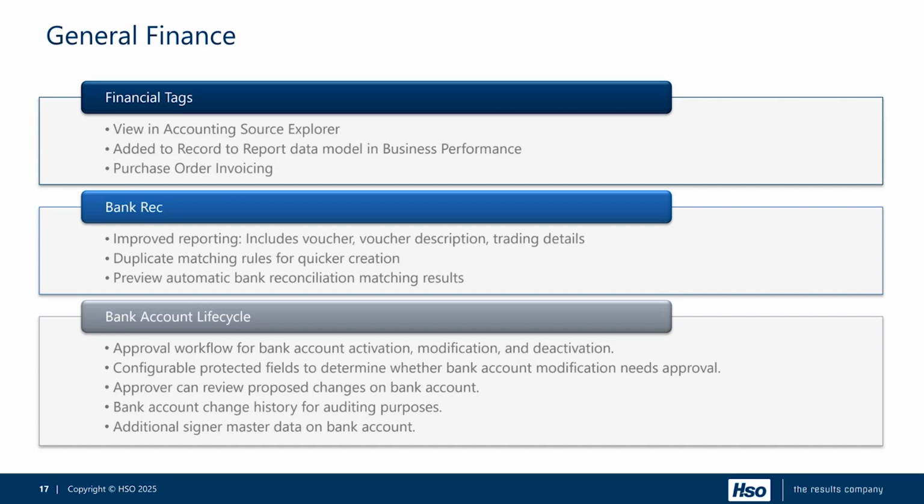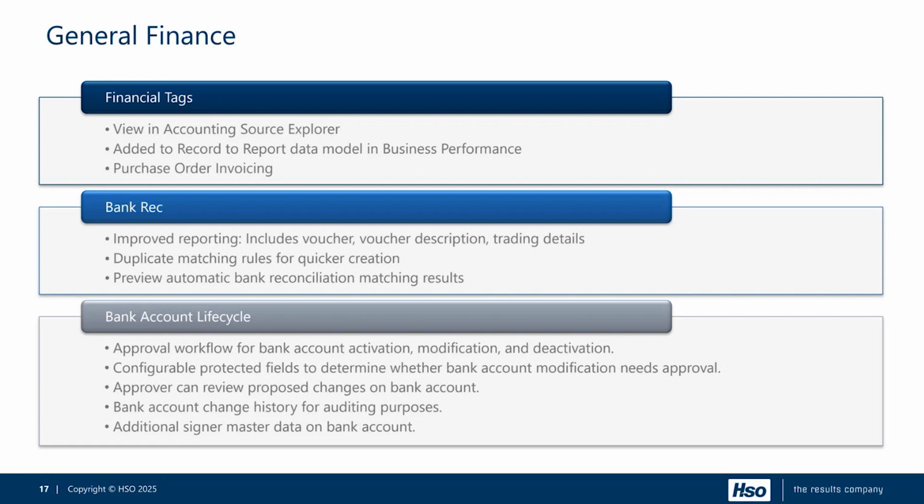Bank reconciliation is a continuing focus, I would say. Over the previous few releases, Microsoft have been improving that a lot. So the reporting now is getting better. It's basically new report layouts, more reporting data available, including voucher description and the trading partner details. So it allows you to see what you need to see without necessarily jumping to lots of different screens, which you were doing previously.